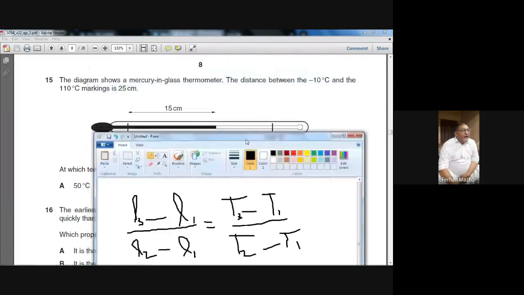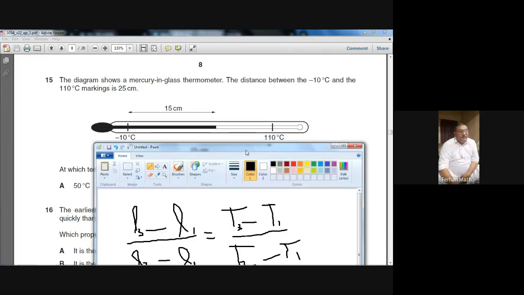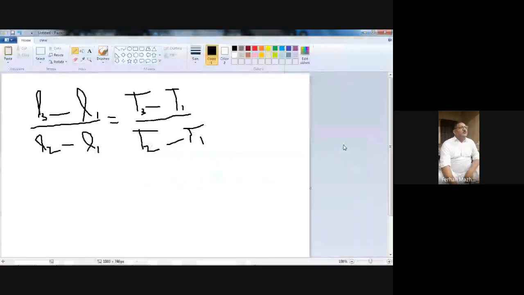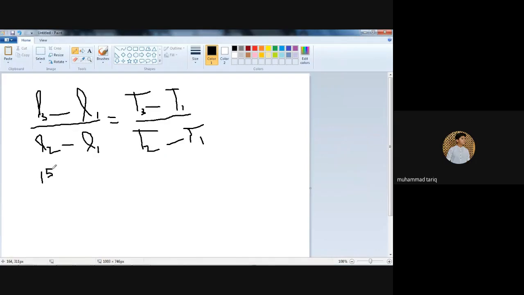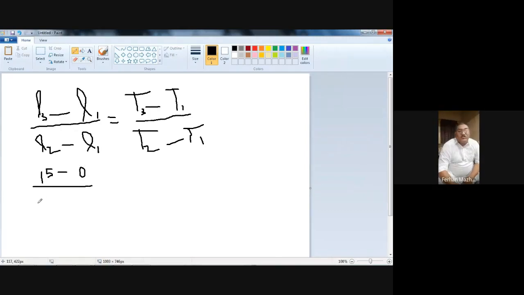At minus 10 temperature, which will be temperature 1, the length is 0. At 110 temperature, the length, which I will call L2, is 25. L3 is 15. What will be temperature 3? This is the question. Okay? L3 is how much? 15. Sir, can you repeat the question once again? Yes. Let me just write it and then I will show you. L2 is 25. My writing is too bad with the mouse. And 25 minus, what is L1? That is 0.